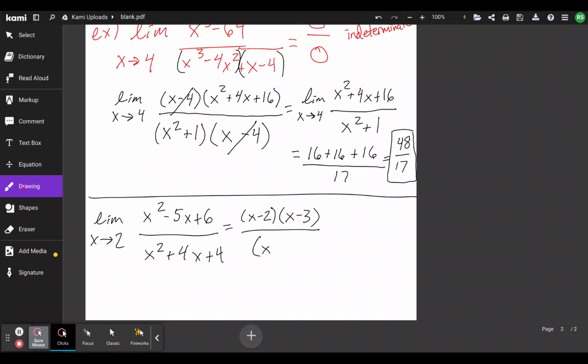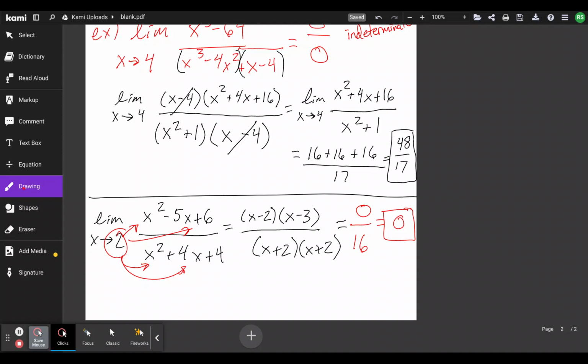Sure, I can do that. X plus 2 and x plus 2. And you're going to see no factors cancel anyways. The first thing we always should check should just be direct substitution. So if we go ahead and use direct substitution, and I replace all of those x's with a 2, we end up with 0 over 16. We can do 0 divided by 16. The limit as x approaches 2 for that function would be 0.